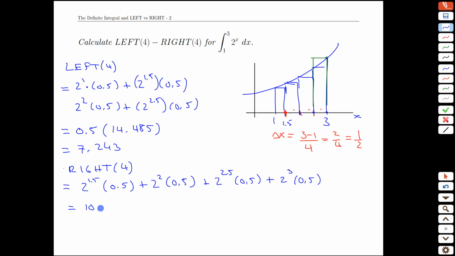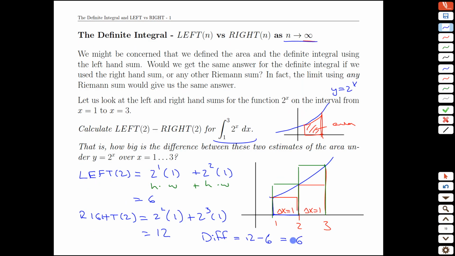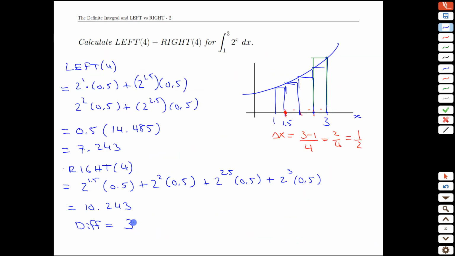Adding all that up and doing the calculations, we end up with 10.243. Well, the difference now is going to be, actually we can just see it there, it's 3. So by using more intervals, we narrowed the difference between those two estimates. Going back a slide, we had a 6 before, now we've reduced the difference to 3. In other words, the left and right estimates are getting closer to each other. And when we go to calculate the exact area, we're going to want to use an infinite number of rectangles and find the limit.